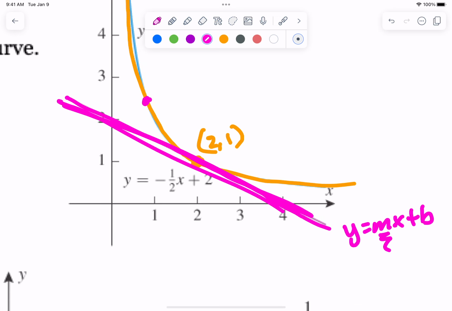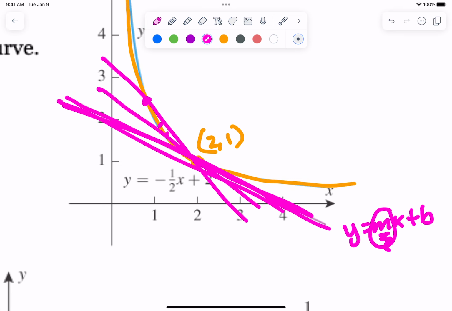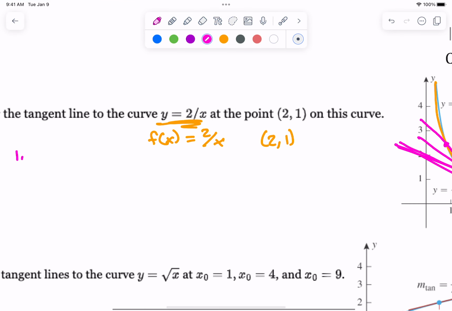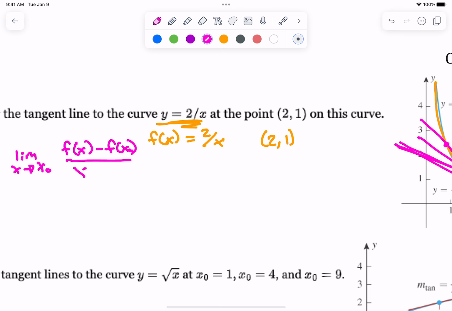Where I start sliding and making secant lines, and I slide the point toward that point, I want to use that to find m, which is my slope. So if I do that limit thing, the formula was the limit as x goes to x naught of f of x minus f of x naught, over x minus x naught. This is like y2 minus y1 over x2 minus x1: the y values on top, the x values on the bottom. That's how it looks.